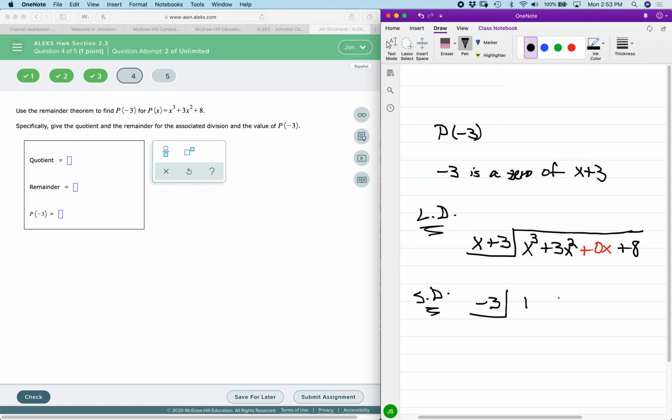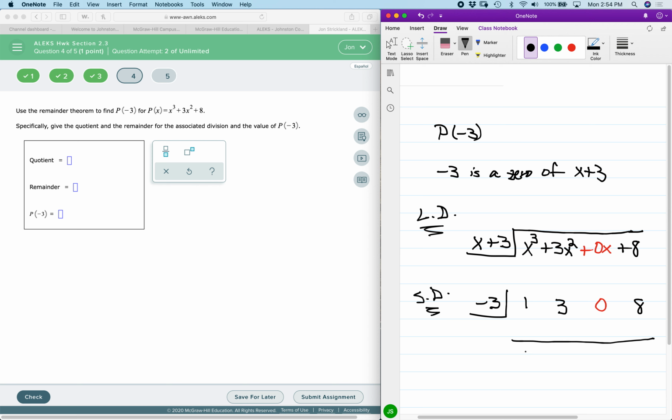For x cubed, I have 1. 3 for x squared. Again, 0 for the missing first order x term. And again, I want to close out with a constant. Had I missed a constant, I would have had another 0 at the end. Now we have with synthetic division.